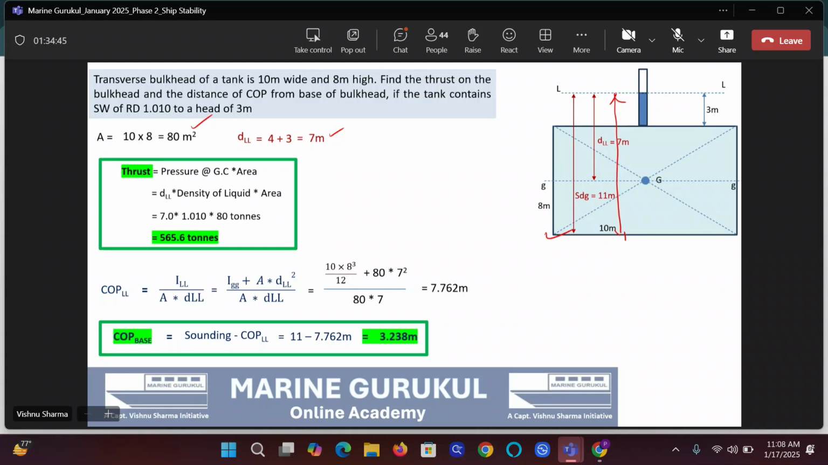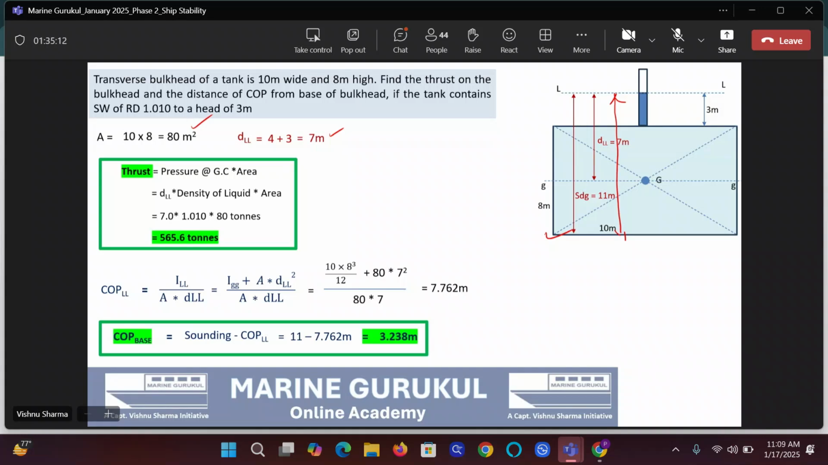Sir, I have one doubt. Yeah, tell me. Sir, in this COP, we have found out COPLL. So in all the questions where we will find out COP, this is the standard formula, sir. Is it correct? That's what I said a while back. You can't change the formula, right?